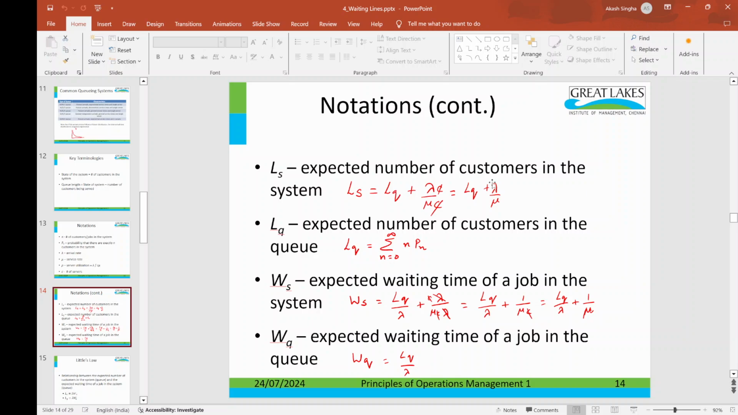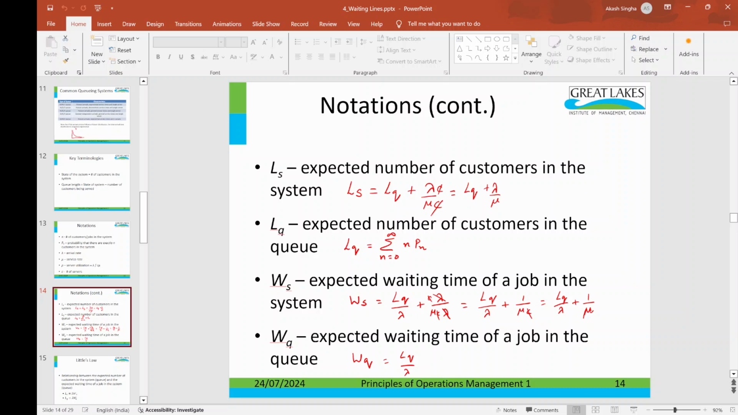customers in the queue, and lambda by mu is the utilization factor for a single server, which tells how many cars are being washed, or how many customers are actually being served. The addition is the total number of customers in the system. In that, LQ is the number in the queue, and it will come up later, I think there is something related to this in the later classes.